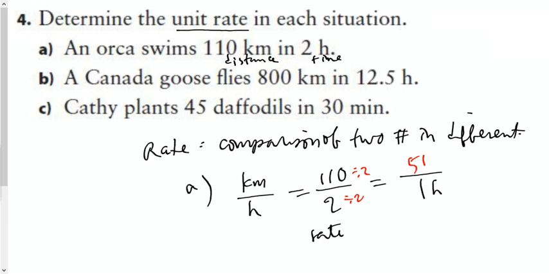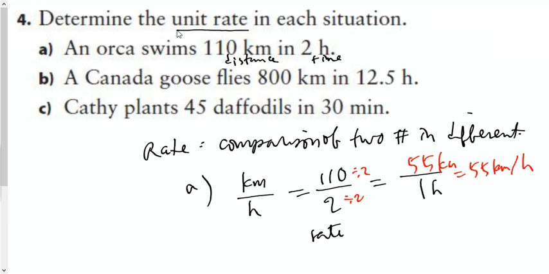So we know that this 55 kilometers per hour is the rate of speed, or the average rate of speed, because if it goes 110 kilometers in 2 hours, then it would go 55 kilometers in 1 hour, and therefore its rate of speed is 55 kilometers per hour.